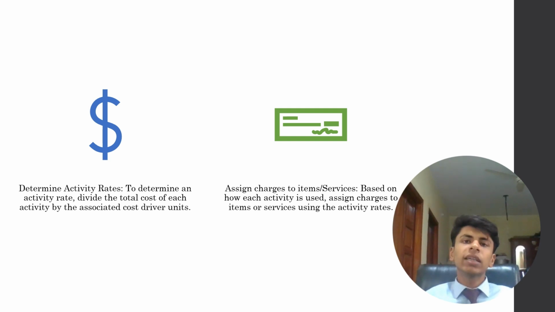Then we calculate the activity rates. The activity rates are calculated by dividing the total cost of each pool by the total volume of its cost driver. That gives us the activity rate. Then lastly, we assign cost to the products or services, based on how much each activity is used, applying the activity rates.